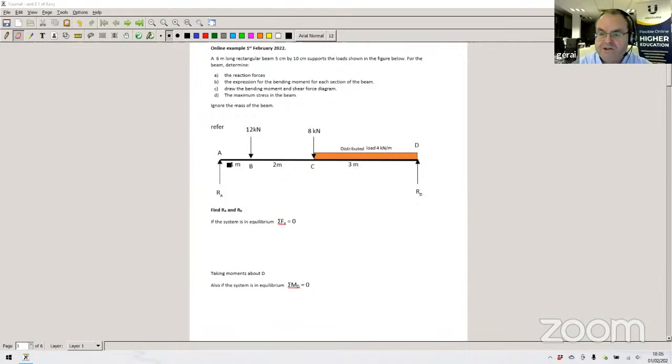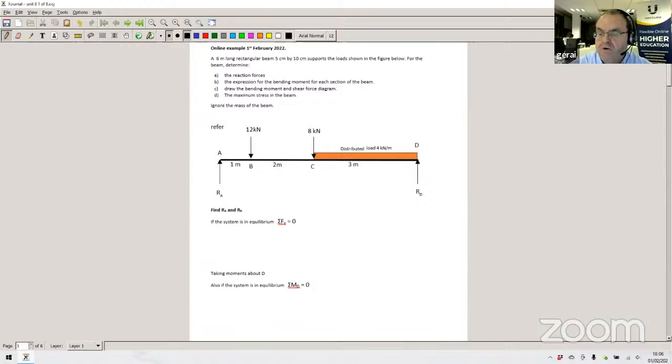So that's our question, and we've got a beam that's loaded from the left-hand side to the right-hand side. We've got a reaction at A, and we've got a reaction at D. And we've got a point load at point B, and a point load at point C. And also we have a distributed load along the length for 3 meters from point C to point D.